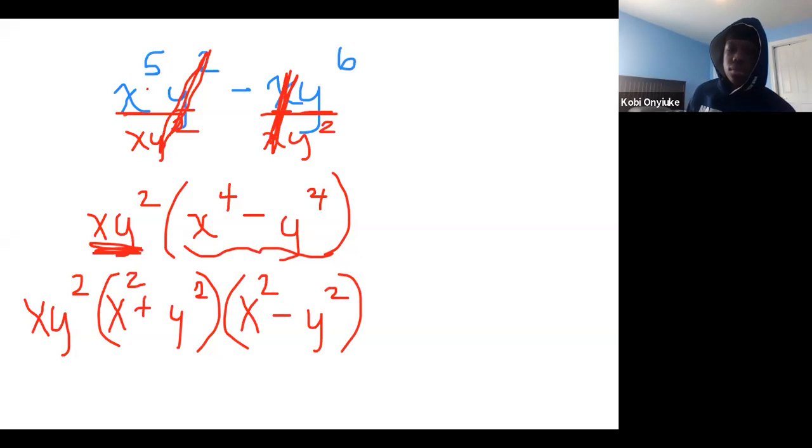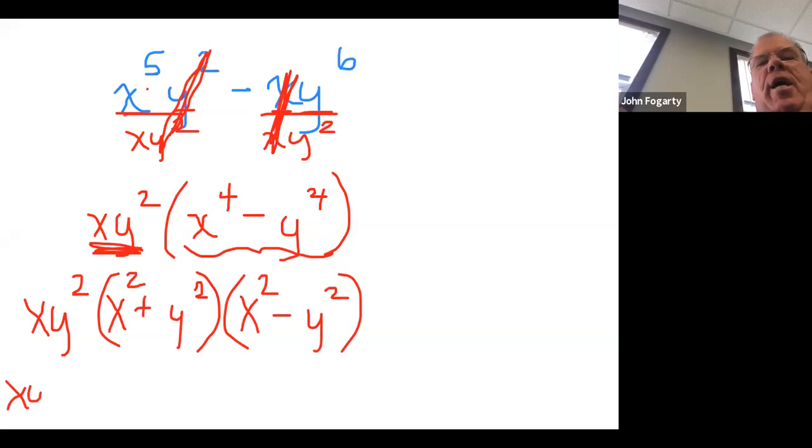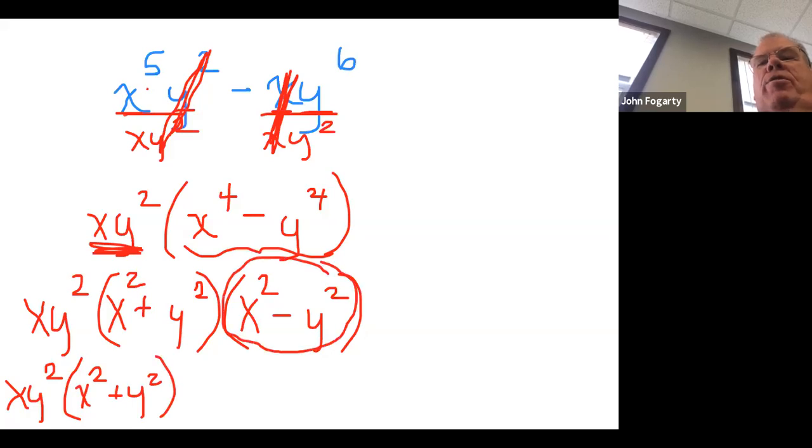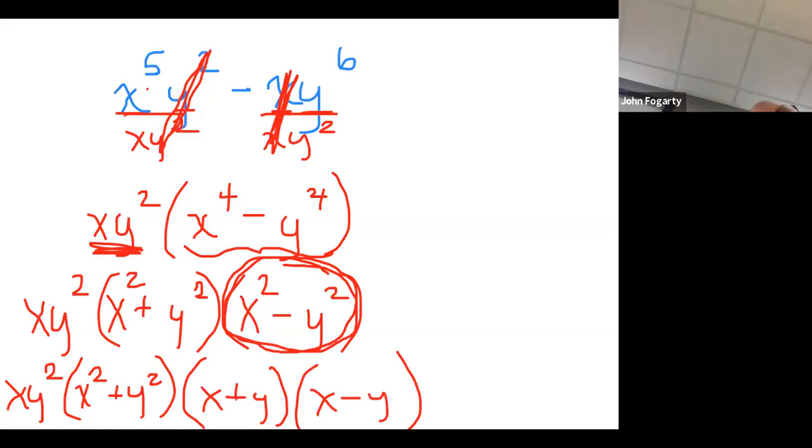What's that? Difference of 2 squares. 2 squared. Yep. So I still got these two terms, and this term right here is the difference of 2 squares. So what should I get? X plus y times x minus y. All righty? So you got to be super careful.